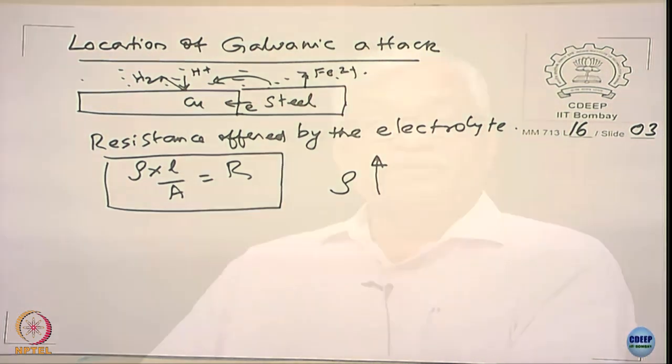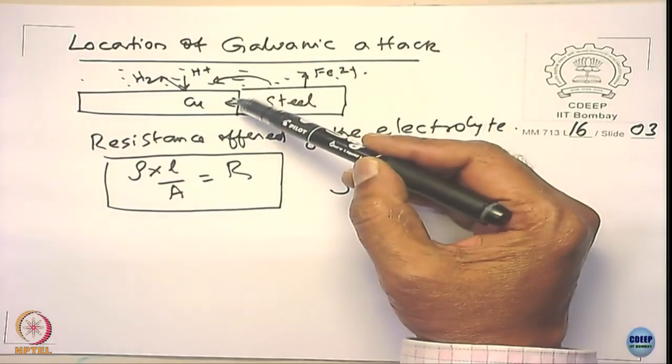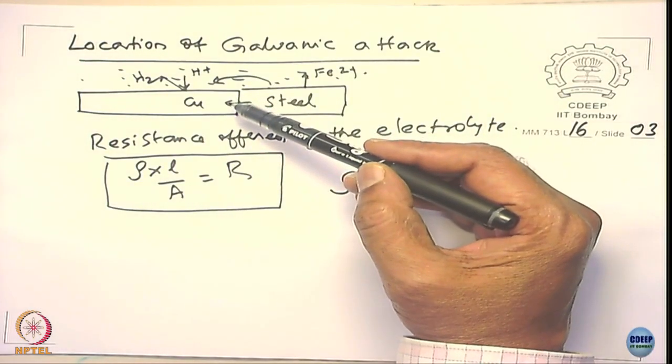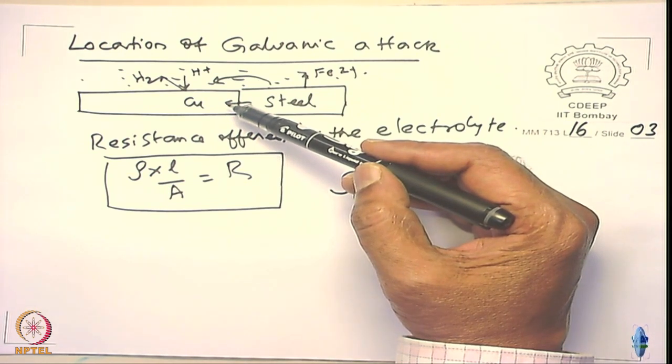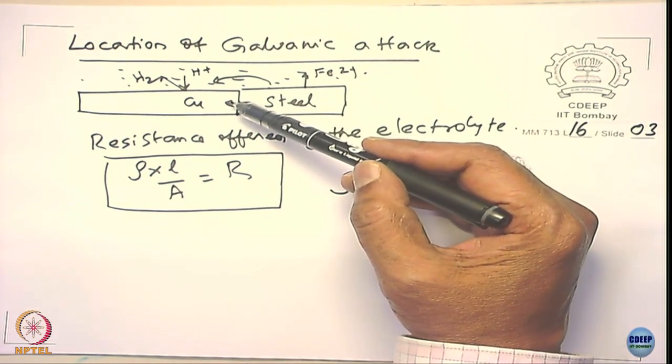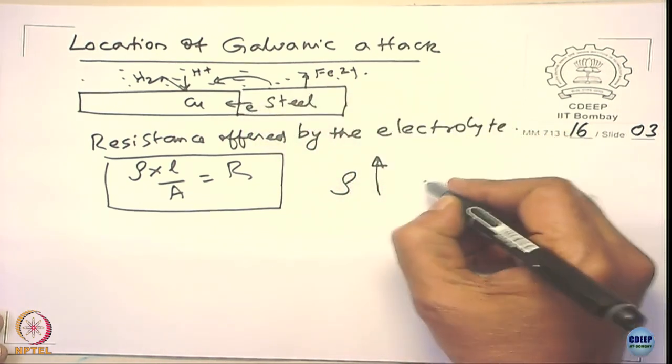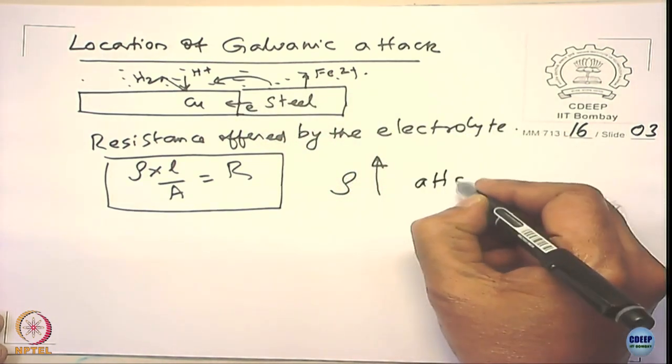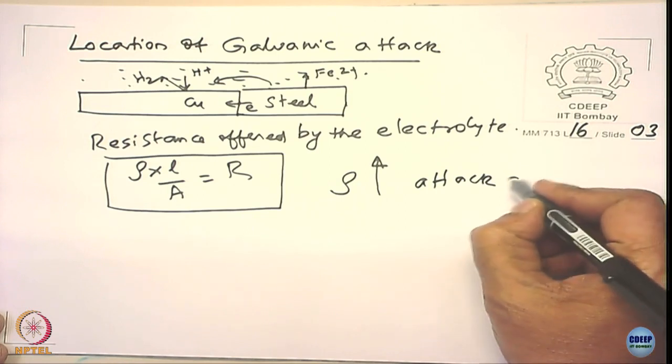That is true, but between the two, the resistance is higher in the electrolyte, in that case it will be higher. Yeah, so when the resistivity is more, the localized attack is more, and the attack is confined to the interface, right? More than the attack away from the interface.